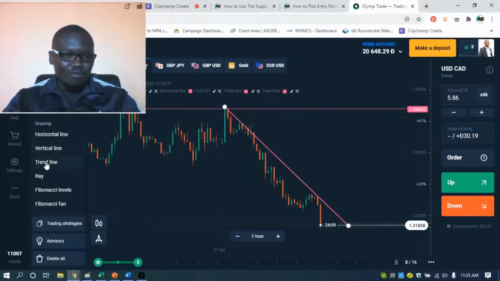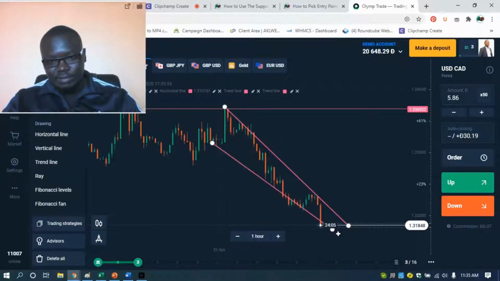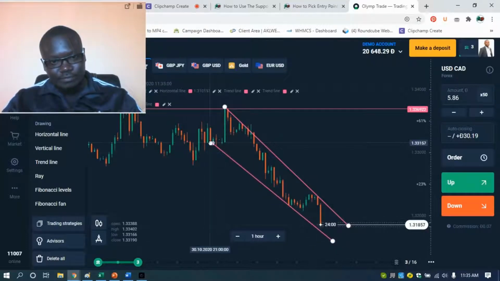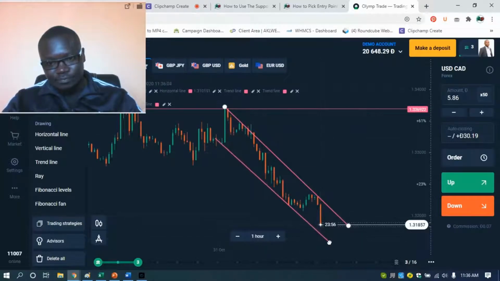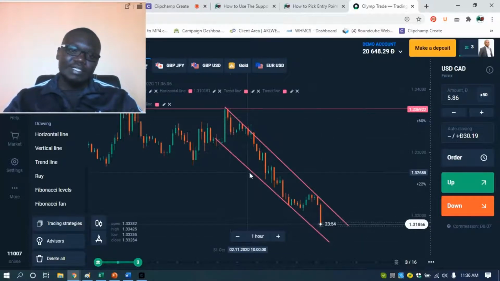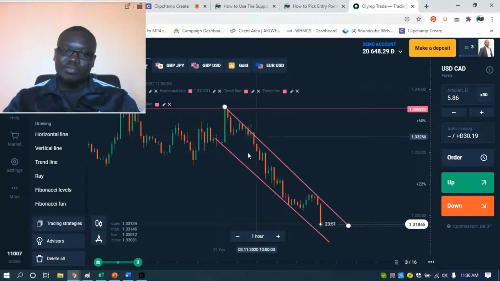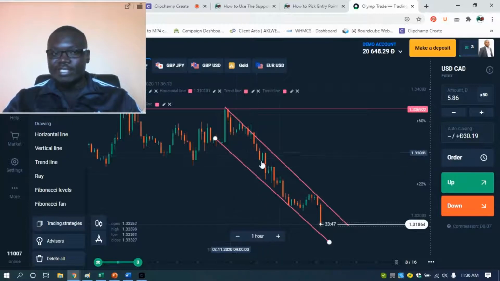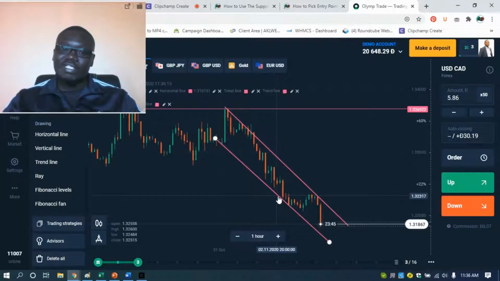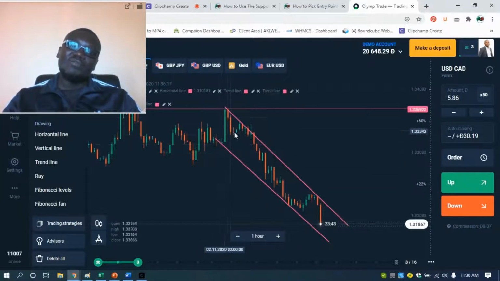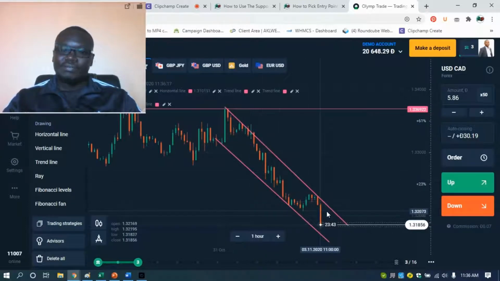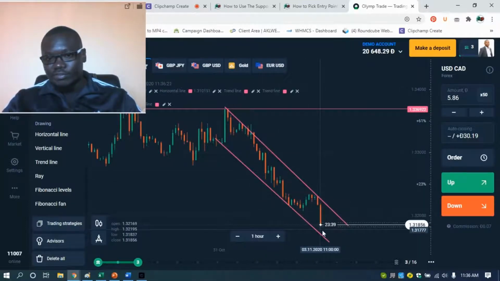Again, go for a second trend line. Let's try to draw it on this other side. So with the top and the bottom lines on this trend, you can easily identify that this is our resistance level, this is our support level. Prices have been moving in between the two levels. There hasn't been any breakout yet.